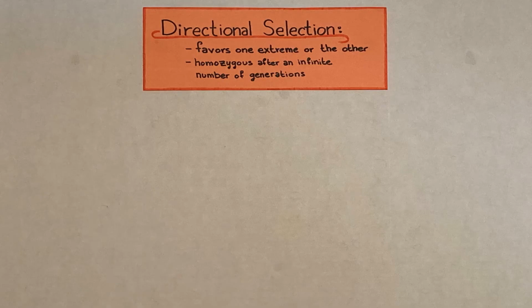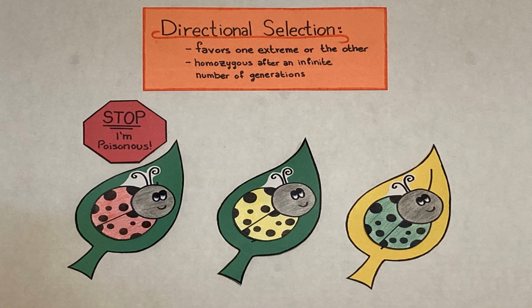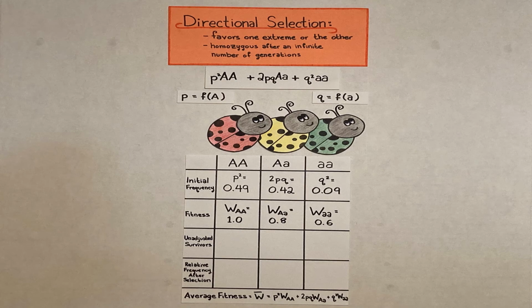The final one is directional selection, which favors only one of the homozygotes, causing the frequencies to shift over time towards the favorable genotype. For our ladybugs, this would happen if neither the yellow nor the green ladybug were able to blend in, and only the red ladybug was able to evade predators. Let's further explore how directional selection violates the Hardy-Weinberg equilibrium.